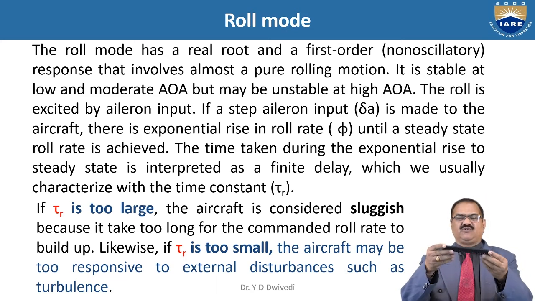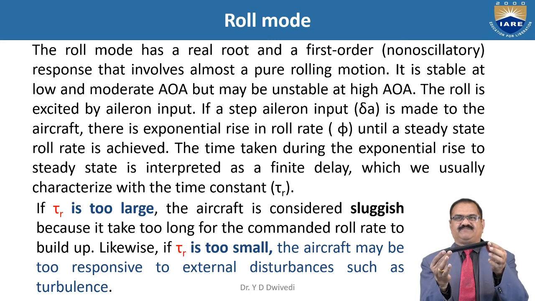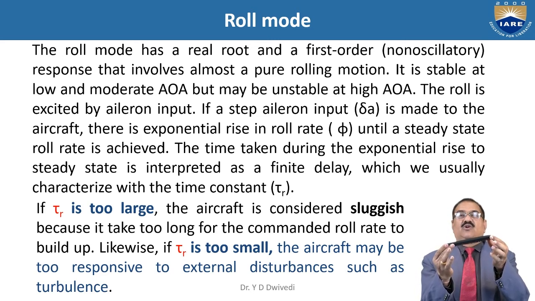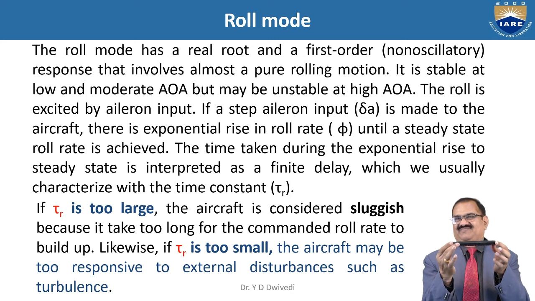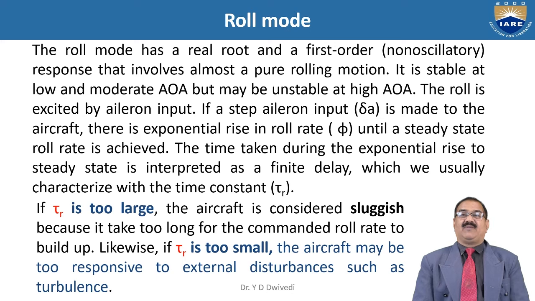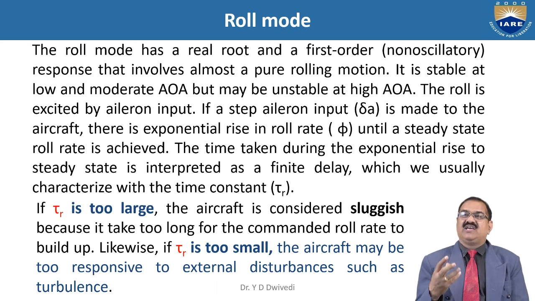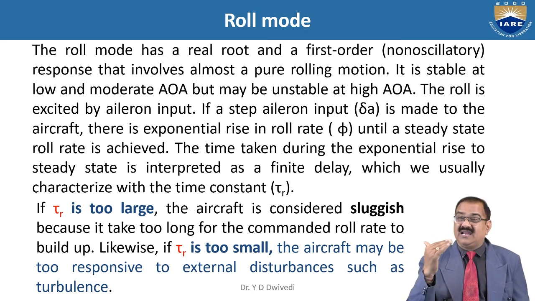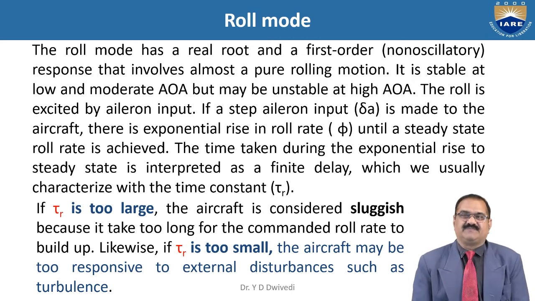It means if you are rolling the aircraft like this, no yawing will be there. It is stable at low and moderate angle of attack, but may be unstable at high angle of attack. So it depends upon the angle of attack alpha. If the angle of attack alpha is less, it will be stable, and if the angle of attack is higher than some limited value given by the designer or manufacturer of the aircraft, it can be unstable.